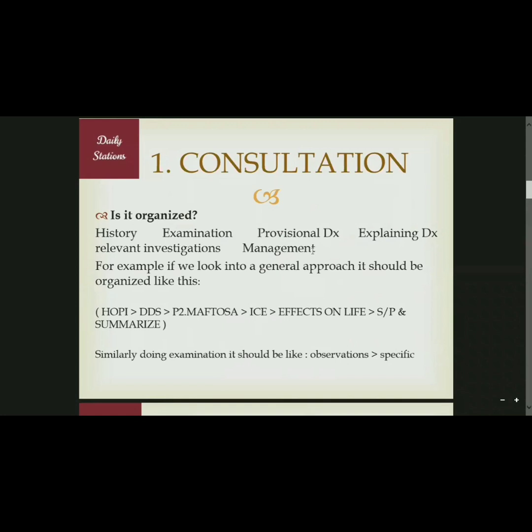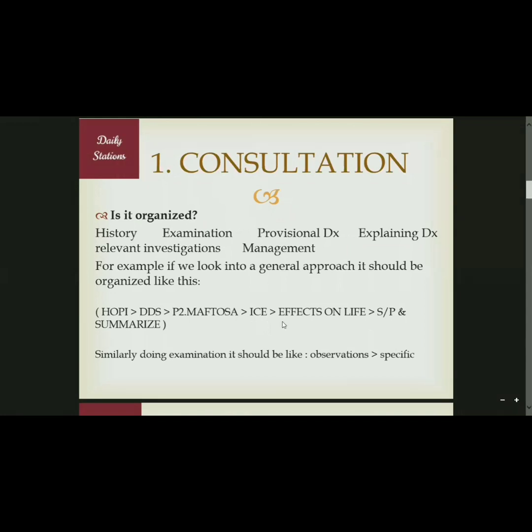This is a way you should organize your station. For example, if we look into a general approach, it should be like this. First is the history of presenting illness. If someone has come with a chest pain, you elaborate the chest pain, all the Socrates: when did it start, how has it progressed, anything making it better or worse, is it radiating elsewhere, all those questions. And then the questions to rule out differentials. Then the past medical history: any medical conditions, allergies, family history, travel, occupation, social history, all the smoking, alcohol, recreational drugs, exercise, diet, that is all included in the social history, and who does the person live with.